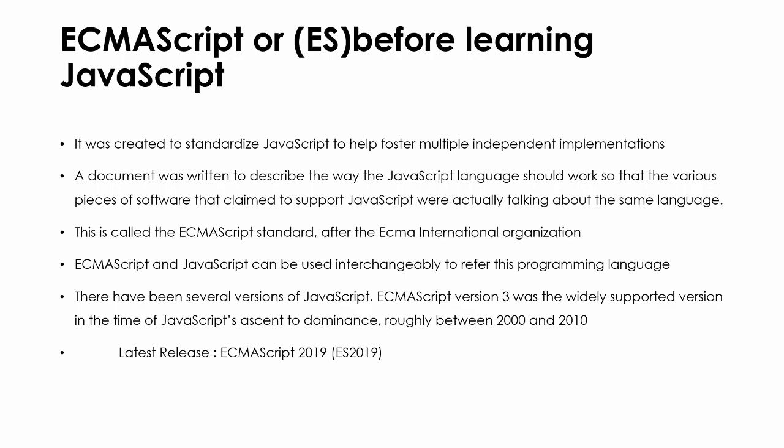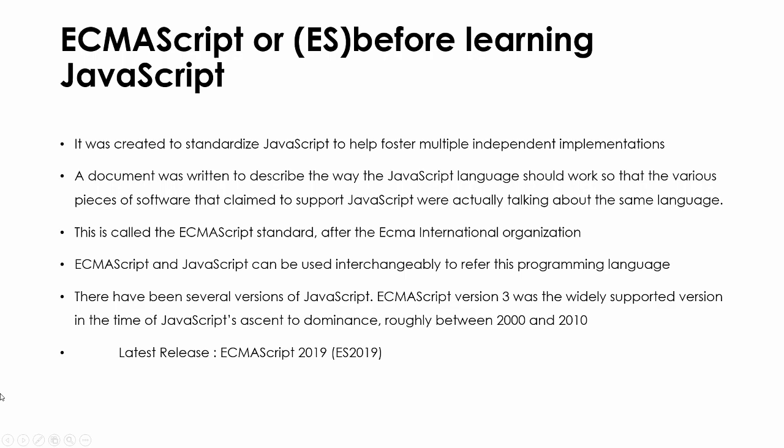Initially, when people started using JavaScript, there were multiple independent implementations. Programmers used this language however they wanted without a standard implementation. A document was required to define standards, which was done by the ECMA International organization. A document was written to describe the way the JavaScript language should work, so that the various pieces of software that claimed to support JavaScript were actually talking about the same language. This is called the ECMAScript standard. We will dive deeper into this in later videos.